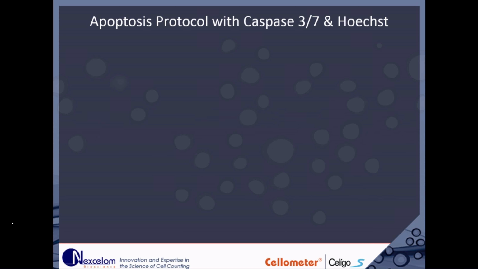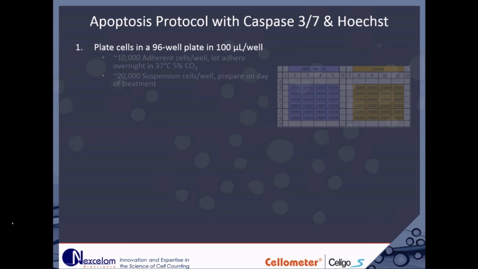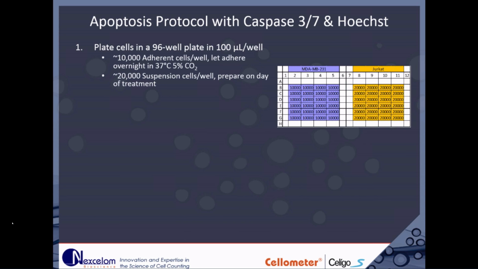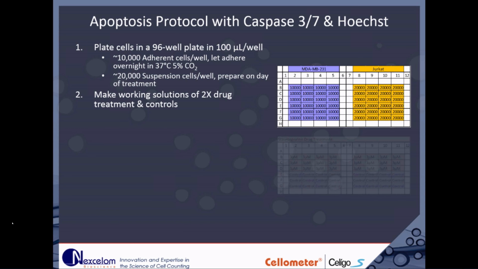So for today's training session, I've got a plate map that's just kind of a general plate map. You can put whatever you want in your plate, so this is just a guidance. I typically use a 96 well plate, and in 100 microliters, I'll plate for adherent cells about 10,000 cells per well, and I let those adhere overnight. And then on the suspension cells, I usually plate that on the day of treatment, and that's about 20,000 cells. So that's how our plate map is designed today.